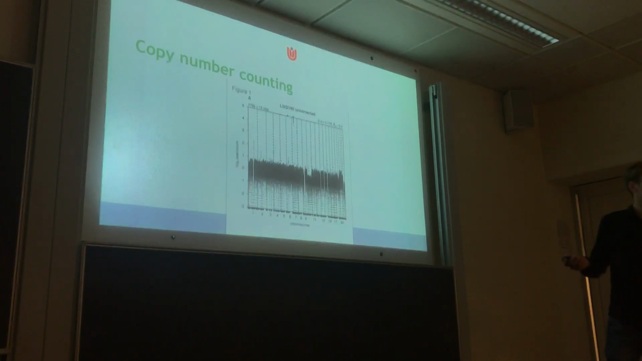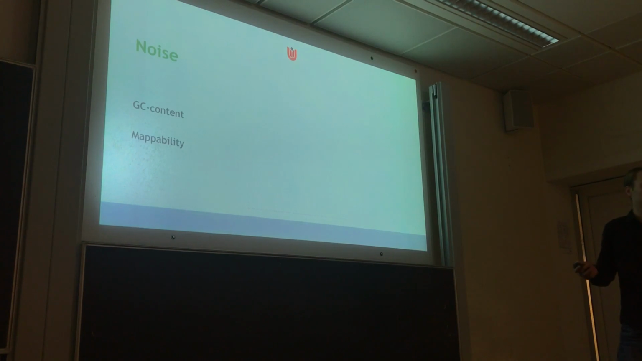So the first question is, where does the noise come from? Now, one source is that the genome is randomly fragmented, so there's just random variation, and you can't really do much about that. But there's also systematic noise, and two of the most important sources are GC content and mappability, and I'll show you how we deal with that in the next couple of slides, one by one.